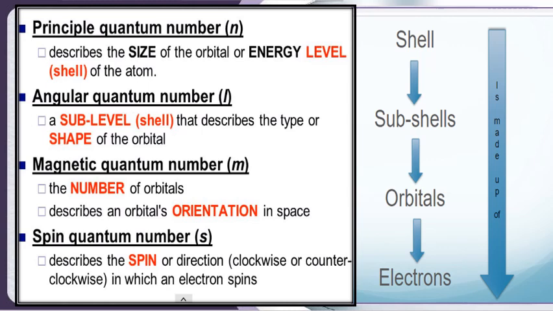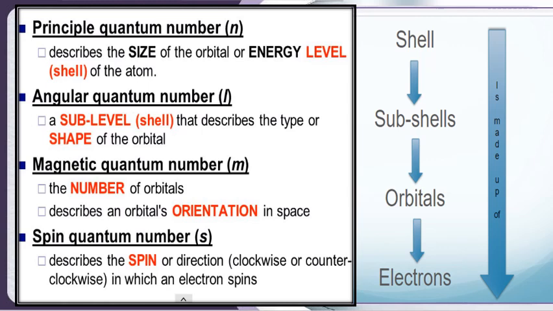Third one is magnetic quantum number represented by small m. It gives you how many orbitals are there in an orbit. It gives you the orientation in space of these orbitals. The last one is spin quantum number represented by S. It tells you about the spin or direction of an electron around its own axis, whether it is moving clockwise or anti-clockwise.